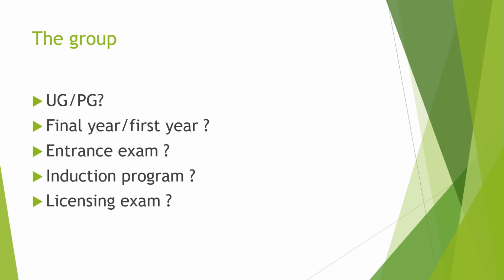Next, you should see the group. You should see whether it is a PG group or a UG group, and what is expected from the student. If it is a UG group, we can expect basic skills, and if it is a PG group, we have to expect advanced skills. So the scenario we are setting should also be according to the level of the students.